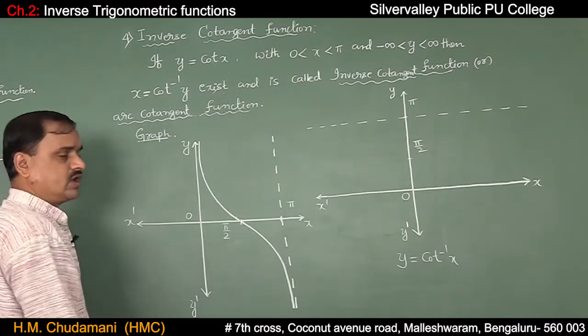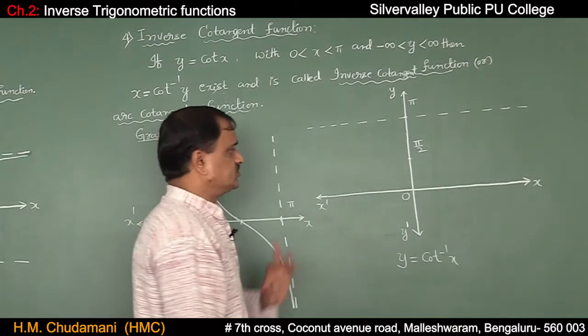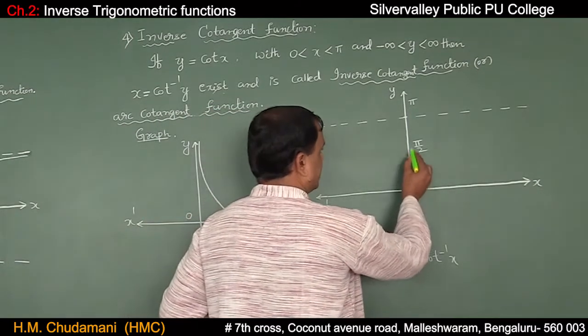y is equal to cot x, whereas y equals cot inverse x. 0, pi by 2, pi.